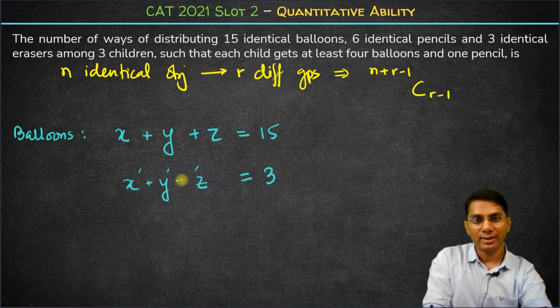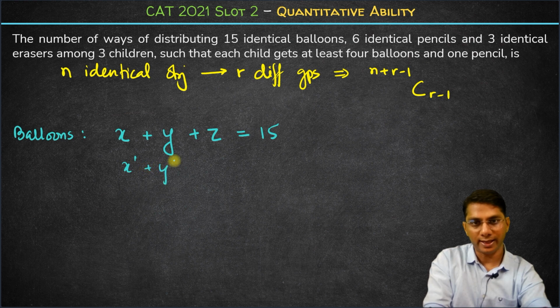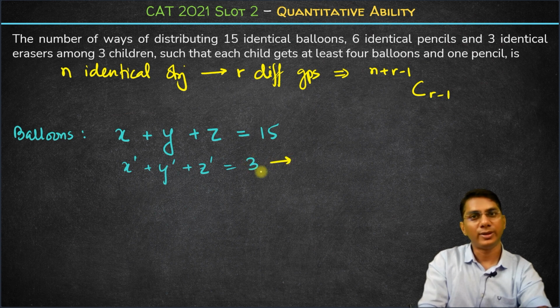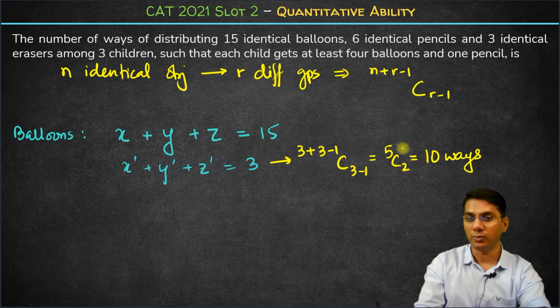So let's say the balloons received by each of these 3 children are X dash, Y dash, Z dash from these 3 balloons. X dash plus Y dash plus Z dash is equal to 3. Now the number of ways of distributing 3 balloons to these 3 children, there is no restriction, so the number of ways will be n plus R minus 1 C R minus 1, where R is the number of groups, 3. So this becomes 3 plus 3 is 6, 6 minus 1 is 5, 5 C2, and 5 C2 is 10 ways. So there are 10 ways of distributing balloons.